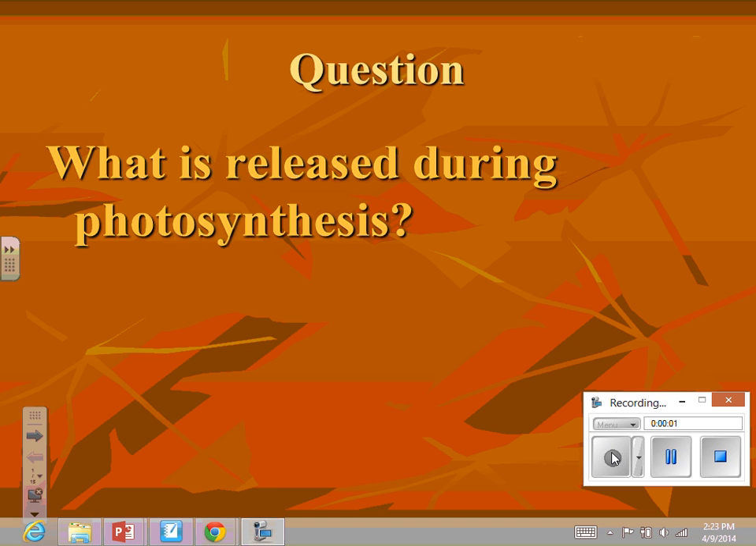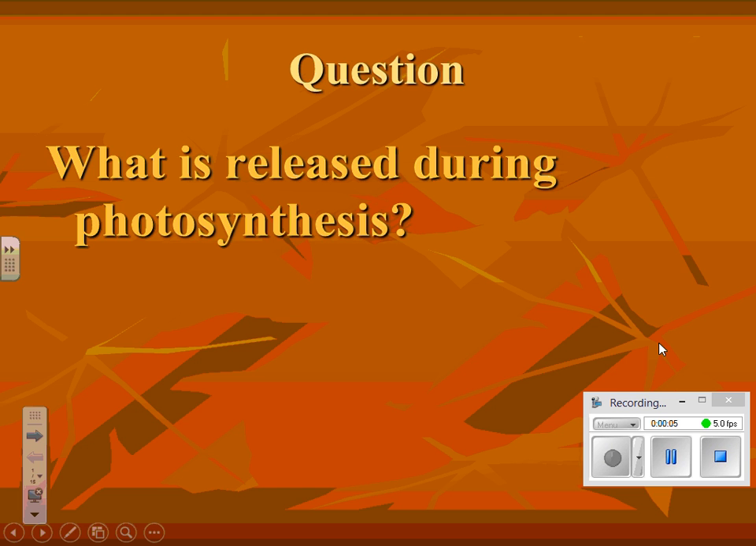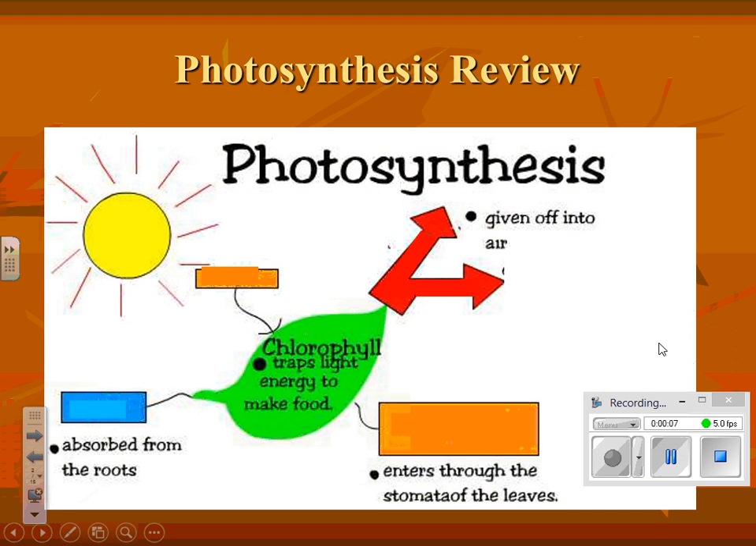On the top of your note sheet, you have this question here. Let's review what photosynthesis is. If you look at this picture here, it shows the photosynthetic process. Notice that the light goes into the leaf, water comes in through the roots, and carbon dioxide is absorbed in the leaf. The plant then gives off oxygen and sugar.